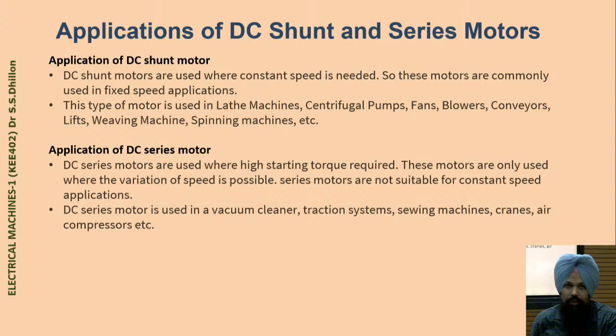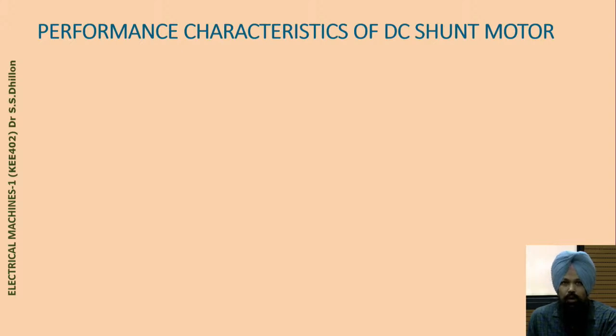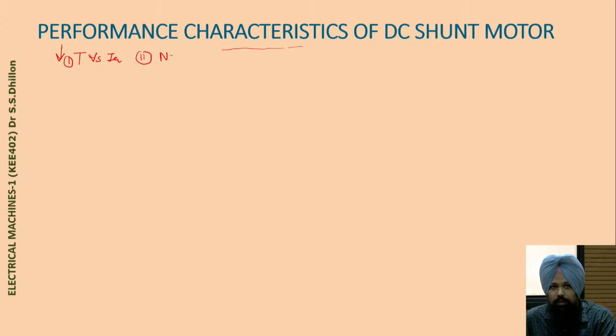Now let's proceed to the performance characteristics of each type. First of all, I'm going to discuss the DC shunt motor and its performance characteristics. When I talk about the performance characteristics, it means I'm going to draw the characteristics of the DC shunt motor between torque and armature current. This is the first performance characteristic. The second one is speed versus armature current, and the third one is the speed versus torque characteristics.